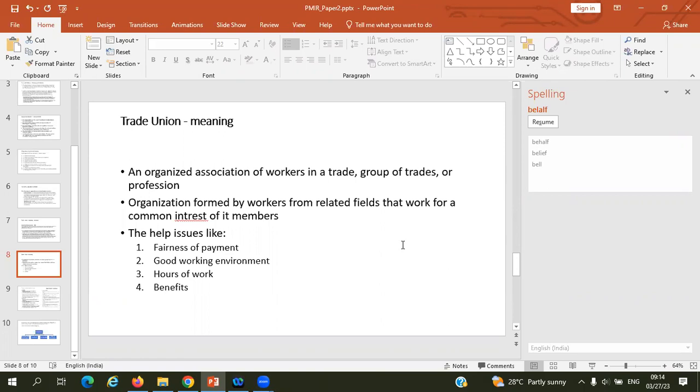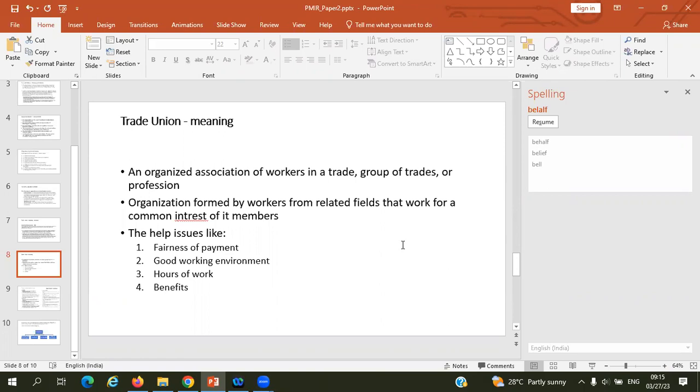Fairness of payment means whether everybody is getting an equal payment structure or not. If the market rate is 500 or 1000 rupees per day, and you are giving 800 rupees per day, that means you are discriminating, you are exploiting the people, you are not giving the market rate. So who will fight for that? The union, the trade union. That is fairness of payment. Good working environment. If people are working but they don't have proper drinking water, a place to eat, a place to rest, that means the working condition is not good. The union has to fight for that, ask the management and get the things done.